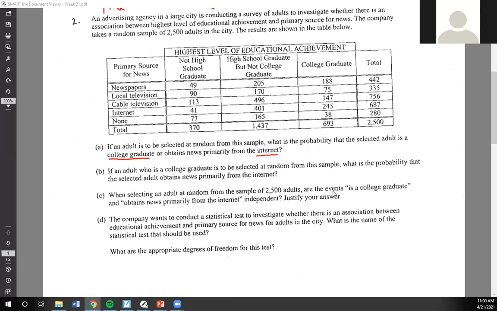So, in other words, probability of college or internet. Well, if I want the probability of A or B, then that's going to be the probability of college plus the probability of internet minus the probability of both college and internet.